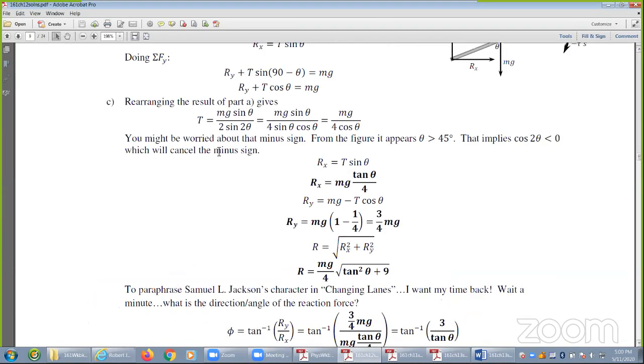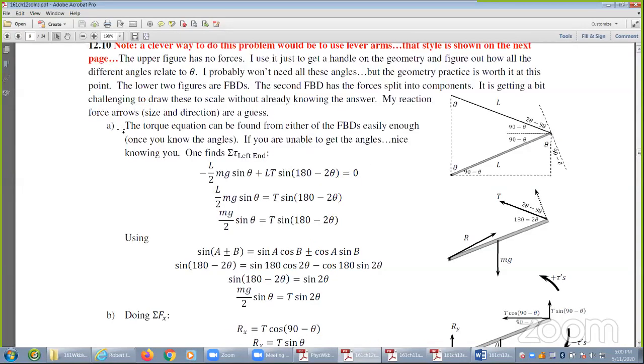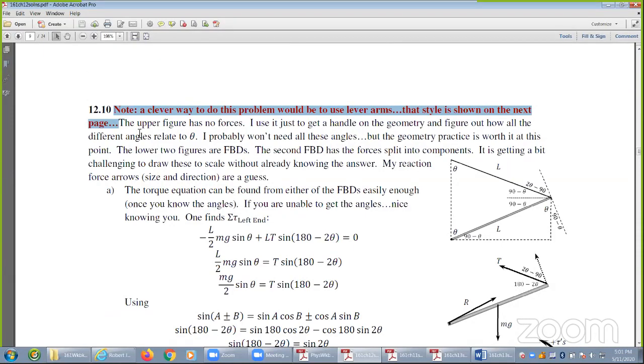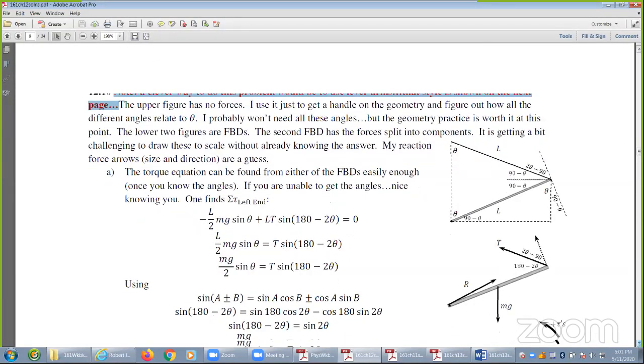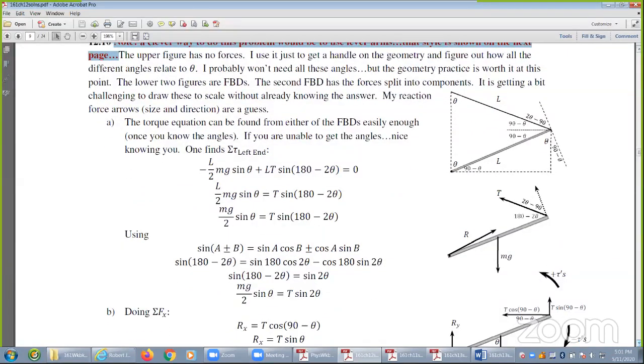Okay, so take a look at this one. A clever way to do this problem is shown on the next page. So I just want to show you how nasty this gets. All right. So I spent a lot of time on this one showing you a lot of different ways.